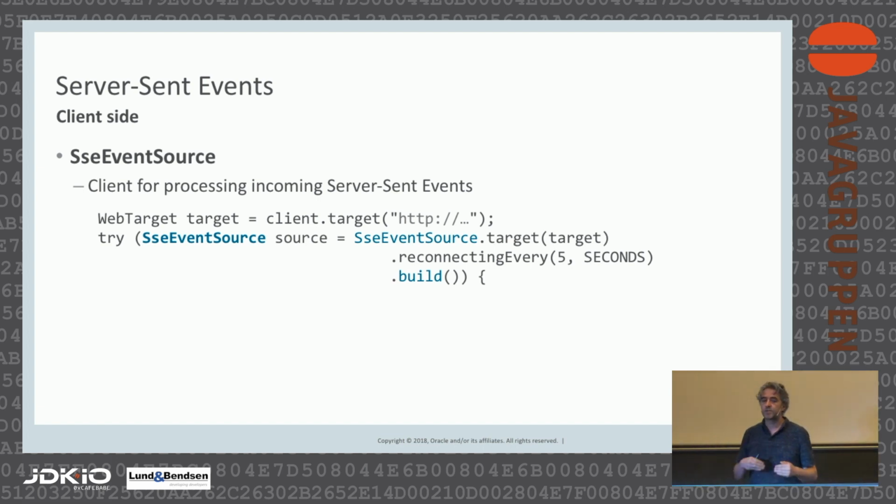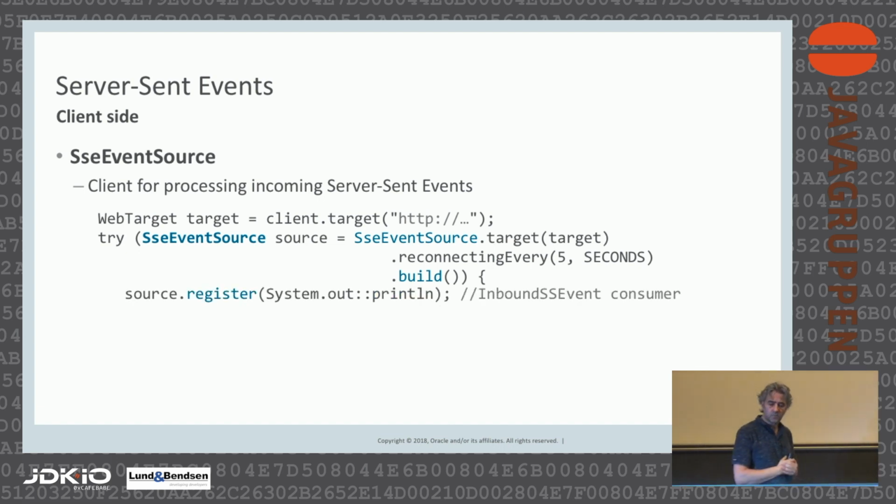So we are not establishing the connection at this point. We are just building the connection object. What we then need to make sure is to register a few callbacks. The one that you definitely need to have is the one that will consume the inbound SSE event type. That is basically the callback that will consume incoming SSE events. You can also, for example, register a consumer for a throwable type. That guy will be invoked if something goes wrong.